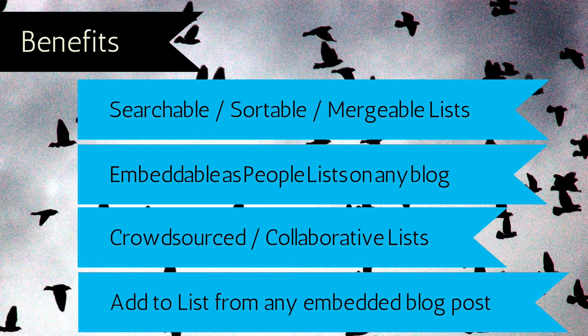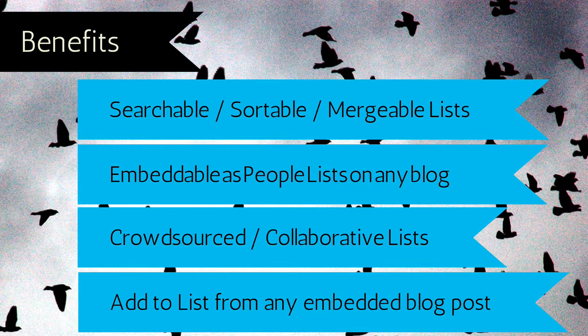By integrating Listly with Twitter lists, you get a searchable, sortable, mergeable list. You can combine lists, you can sort them alphabetically, which you just can't do on Twitter. You can search them. You can't do that on Twitter either. You can embed these lists on your blog, just like you can embed anything else from Listly. And at that point, again, it's searchable and sortable.